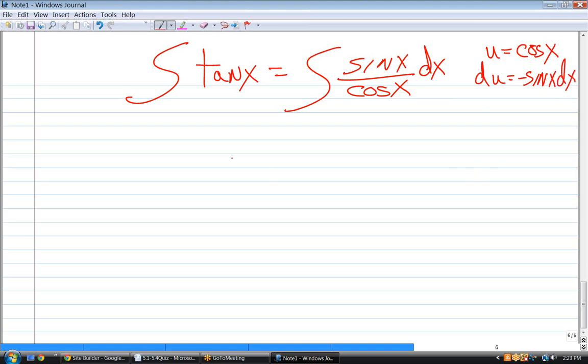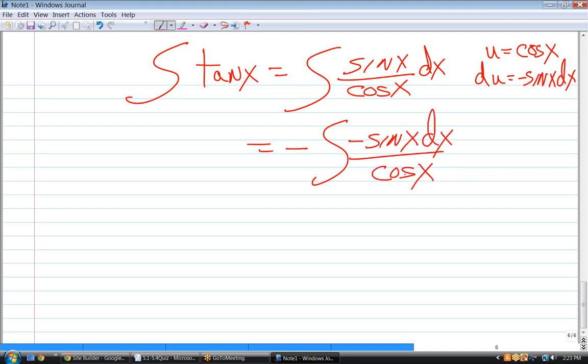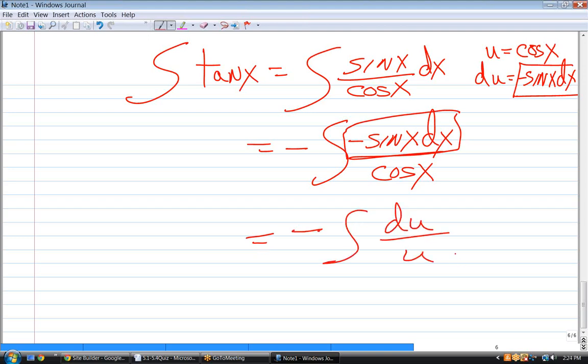Negative dx. And then substitute that in. Well, notice I added a double negative. The reason I did it is because I'm looking for that expression right there. And I now see it. That's du. In other words, that thing there is equal to du. So I have a minus integral of du over u.